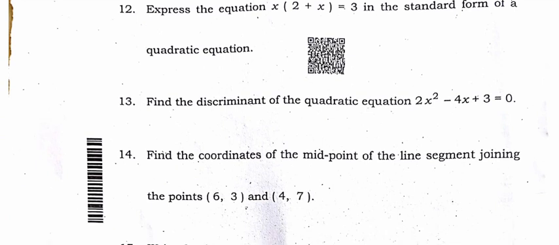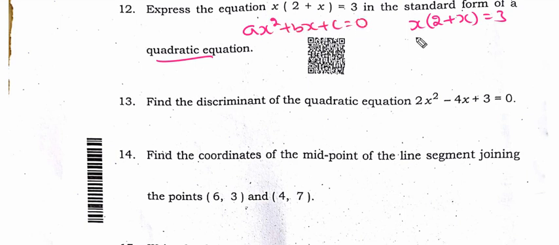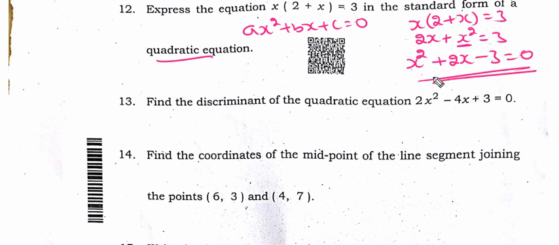The 12th question: express the equation x into 2 plus x is equal to 3 in the form of a quadratic equation. Quadratic equation means ax square plus bx plus c. We have to write this equation in the form of this one. So we have to multiply this. 2 into x is 2x, x into x is x square, that is equal to 3. You have to transfer 3 to the left hand side. First write x square, then 2x, and transfer minus 3 to the left hand side: x square plus 2x minus 3 is equal to 0. This is the equation. Next we move on to the 13th one.